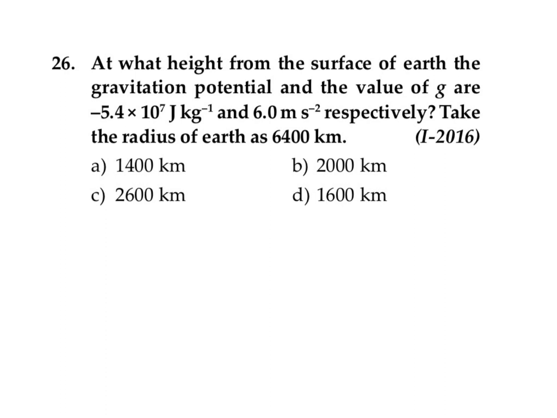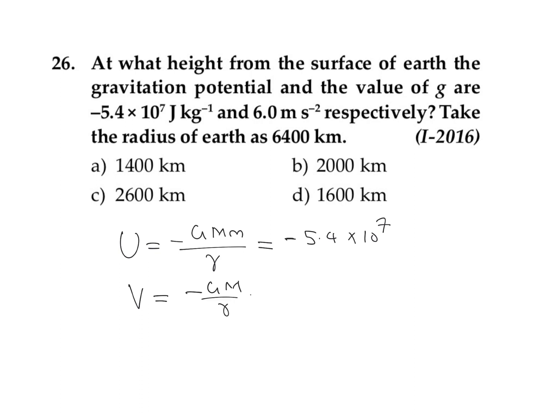So we know that the equation for gravitational potential is minus of GM divided by r, where r is the distance from the center of Earth. So this value over here is given as minus 5.4 × 10^7. So we can find out the value of this r. So this is the equation for potential, so the value of potential is minus GM divided by r, which is given as minus 5.4 × 10^7.